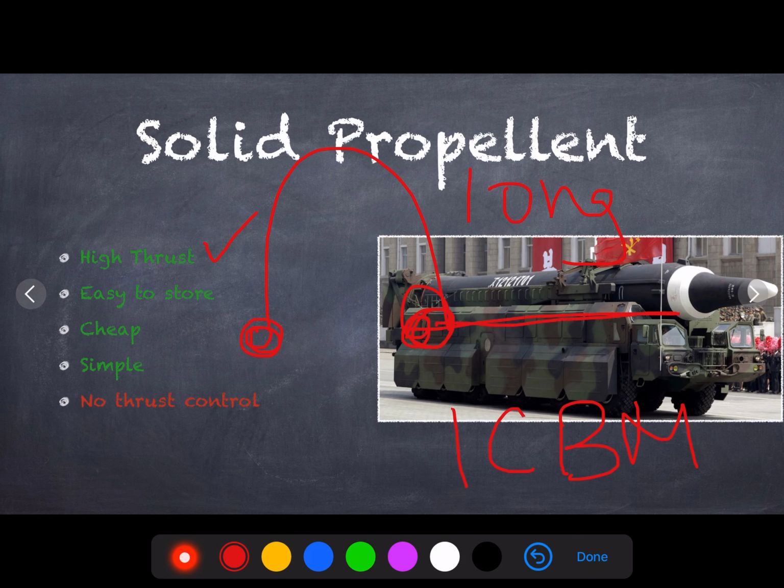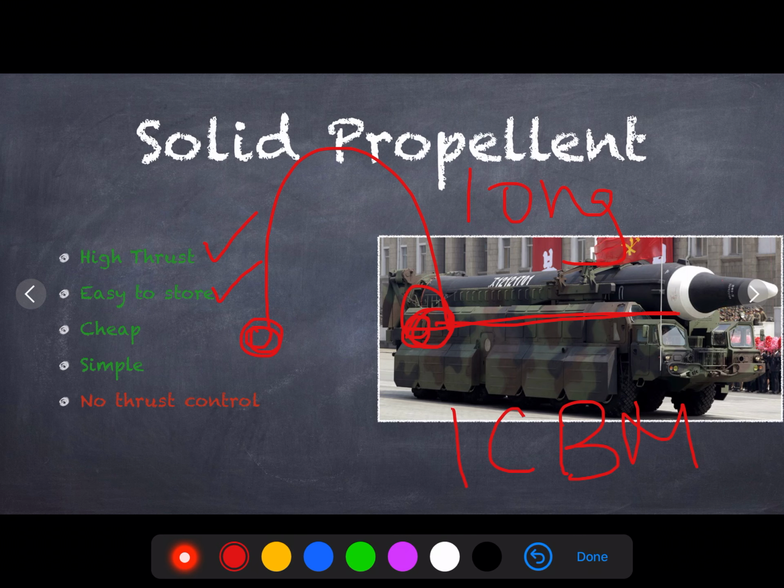Also, ICBMs should be very easy to store, because obviously you do not say, okay, we'll launch the rocket in half an hour, we need some time for refueling. No, that's not what happens in a war. Even those 30 minutes can cost you your life. So it is very easy to store and can also be launched at a moment's notice.